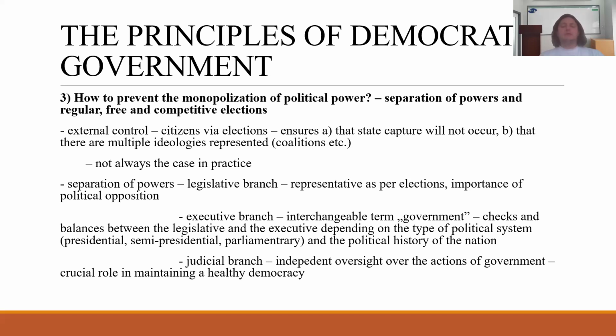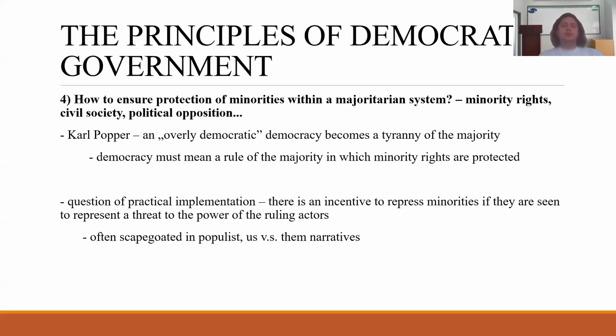Okay, let's move on to the next slide. The final question in the principles of democratic government is how to ensure protection of minorities within a majoritarian system. What do I mean by this? Democracy is ultimately majoritarian, right? The party that has the most votes and therefore the support of the majority of the people will be the one that has the most seats in parliament. That party will therefore also be the one to form the government. So how do we ensure that the majority does not tyrannize the minority? How do we ensure the minority has some say in the country, some form of protection?